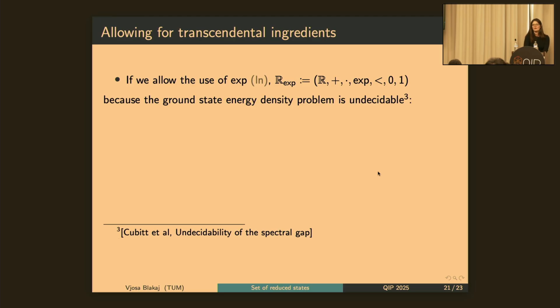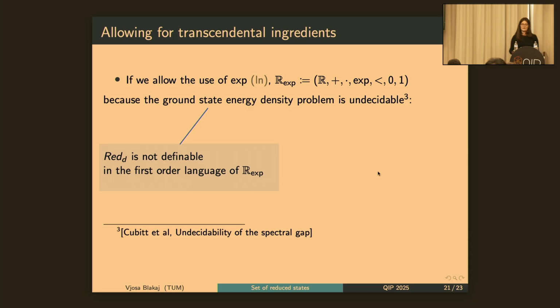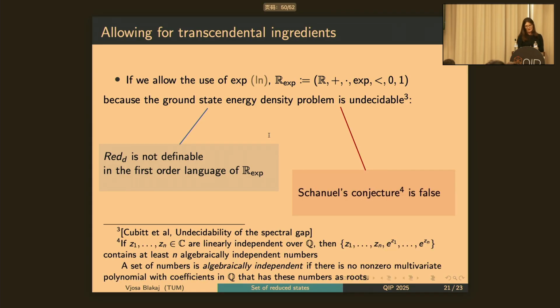decidable, we get the following dichotomy. So either the set red D is not definable in the first order language of the real numbers with exponential. What does this mean? Well, this means that I cannot write the set red D as a Boolean combination of finitely many polynomial equalities and inequalities, and also using the exponential function. So either this is true, or Schanuel's conjecture, which is the most powerful conjecture in transcendental number theory, is false.